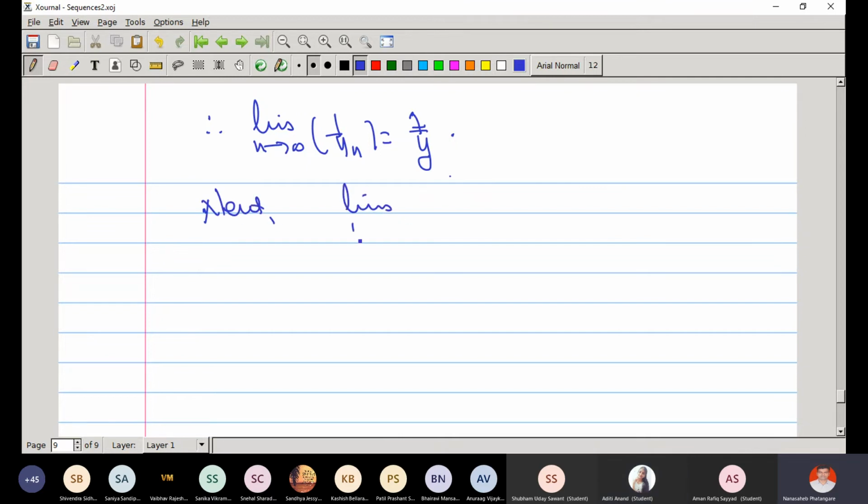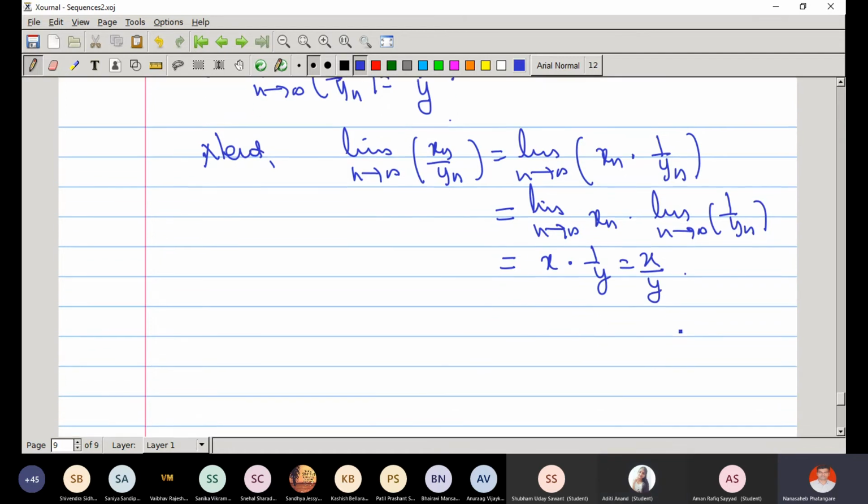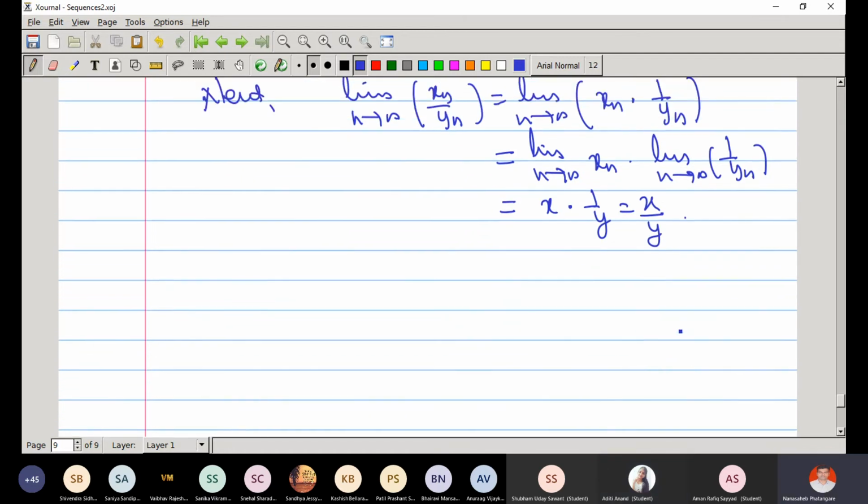Now next, what is the limit of xn into 1 upon yn? Use the previous result, the product. This is a product of two things: limit n tends to infinity of xn into limit of 1 by yn, correct? And so what is it now? Limit of xn is x, into 1 by y, so therefore it is x by y. Hence the proof. This completes the proof.